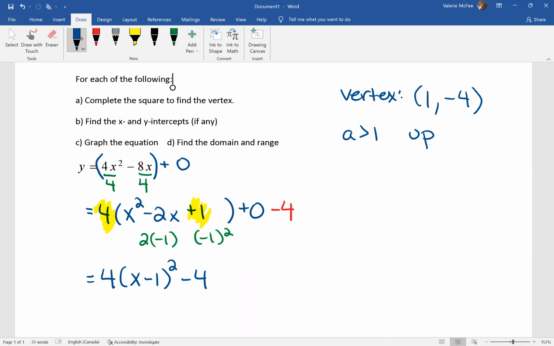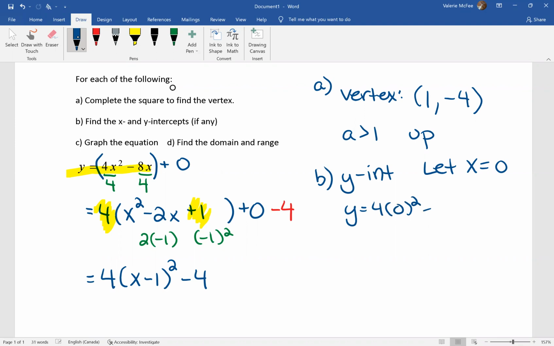I've asked us to find intercepts this time. So let's do that. We found the vertex. Let's start with the y-intercept. We're going to let x equal 0. Well, if I look at the standard equation that we started with, if we let all of those x's equal 0, we see that 0, 0 is our y-intercept. It's also one of the x-intercepts.